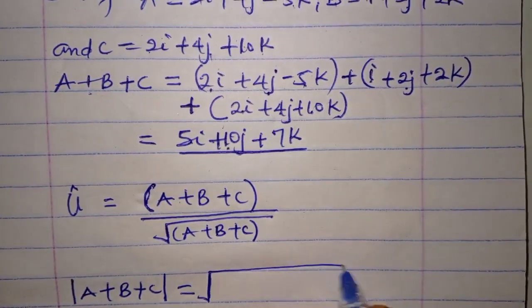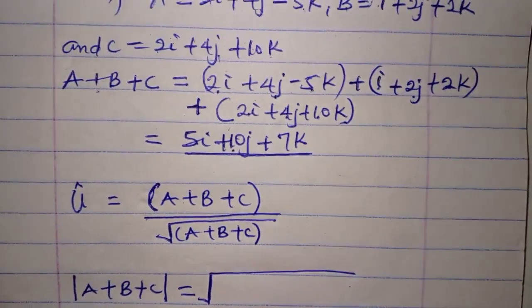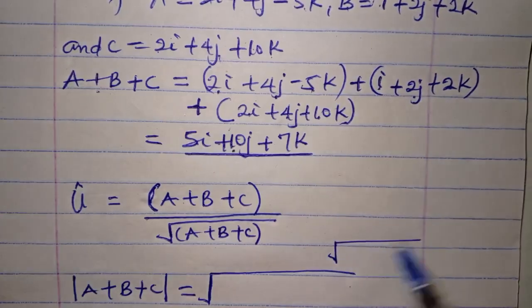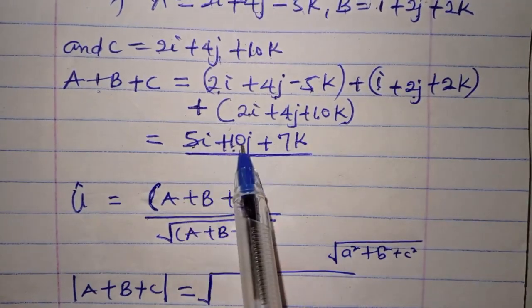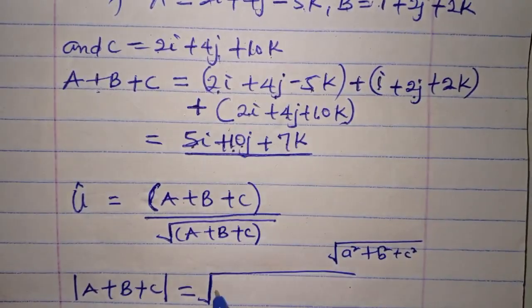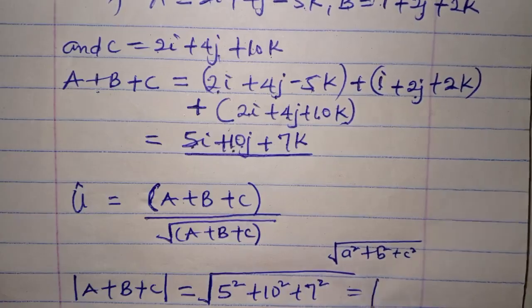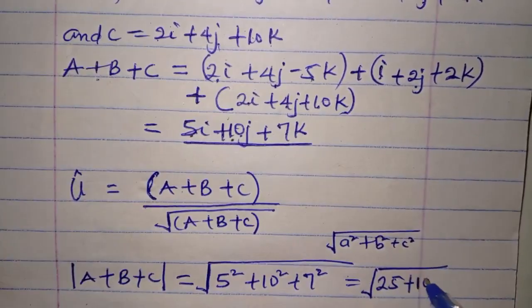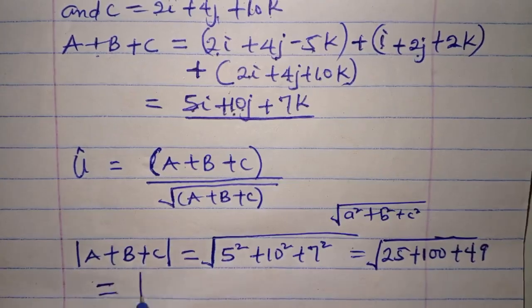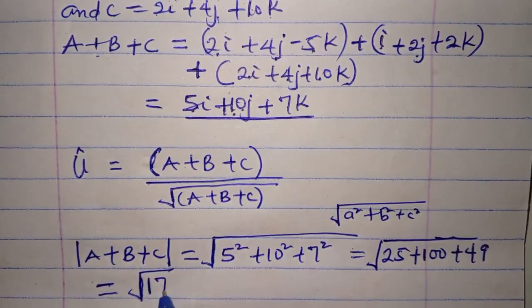The square root, going by the formula for the magnitude of a vector, the magnitude of a vector is given by the formula, right? The square root of A squared plus B squared plus C squared. So A here is 5, B here is 10, and C here is 7. So we have 5 squared plus 10 squared plus 7 squared. Okay, 5 squared is 25, 10 squared is 100, 7 squared is 49. That is equal to the square root of 174.